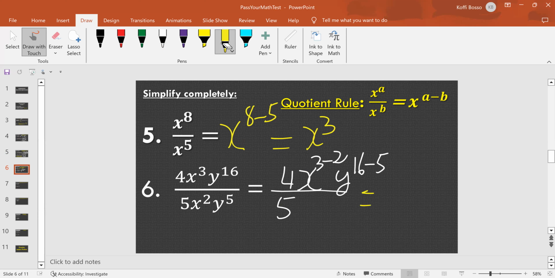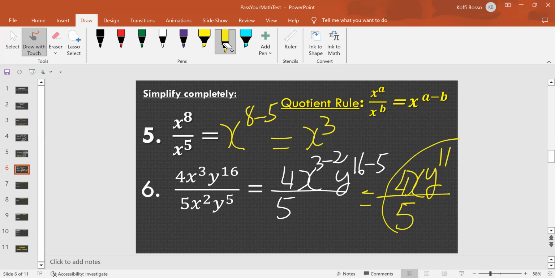we have a 4, we have a 5 in the denominator. So x part, you have a 3 minus 2, which is 1, so it's just x. So x alone means x raised to 1 power. But the y part, you're going to have a y raised to 11 power. So this is the answer. Okay, let's continue.